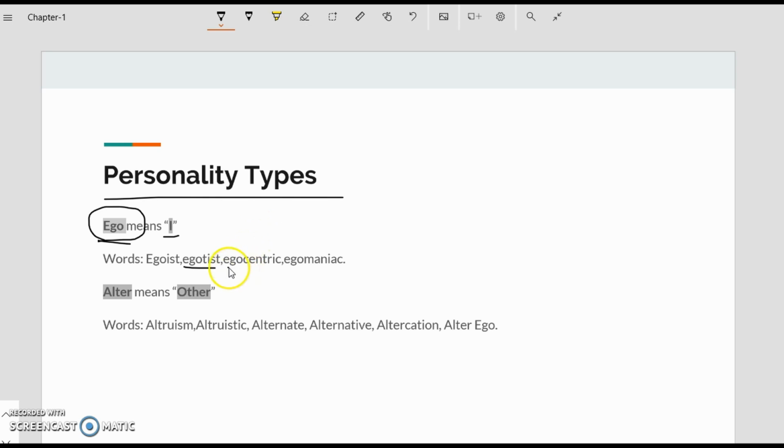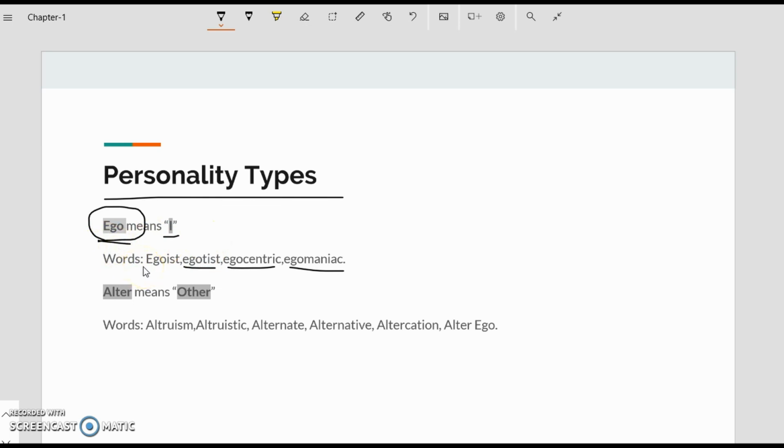Egocentric: the word centric means center. As I said, this all deals with the roots. So egocentric means he considers himself the center of the universe. Egomaniac: mania means madness. An egomaniac is someone who is completely obsessed with himself. So egoistic is acceptable, egotist is bearable, egocentric is intolerable, and egomaniac is complete madness. These are all the words derived from ego.